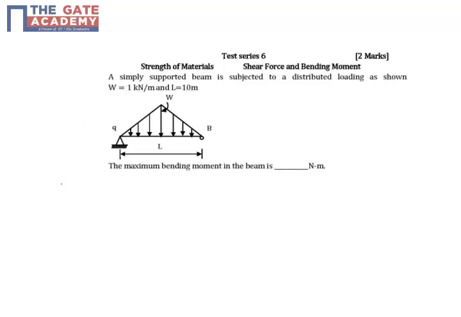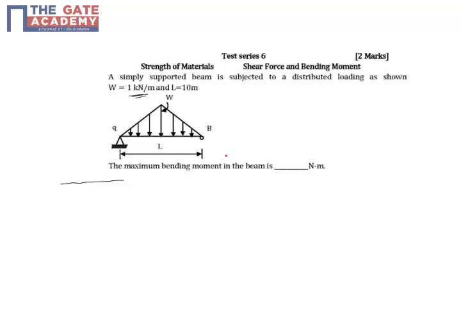Okay, so here is the problem from strength of materials. Basically, a simply supported beam is given, which is loaded as shown in the figure, where at the center it has the maximum intensity of the load, and the maximum intensity is given as 1 kilonewton per meter. Otherwise it's a triangular loading, where it is zero at the ends and peaking at the middle of the beam.